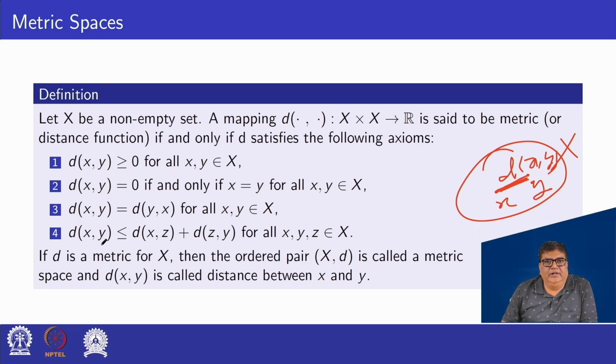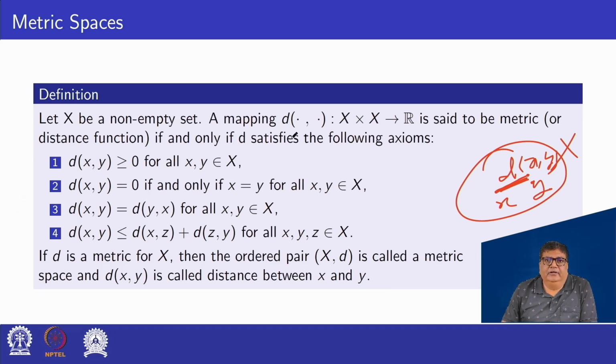Fourth condition, d(x,y) is less than or equal to d(x,z) plus d(z,y) for all points x, y, z that are elements of X. All these points x, y and z should be in X. If this fourth condition is satisfied, then the ordered pair (X,d) is called a metric space, where d(x,y) is called the distance between x and y.